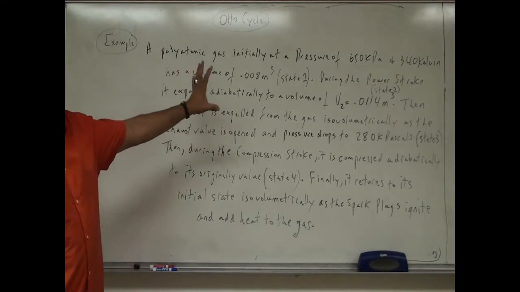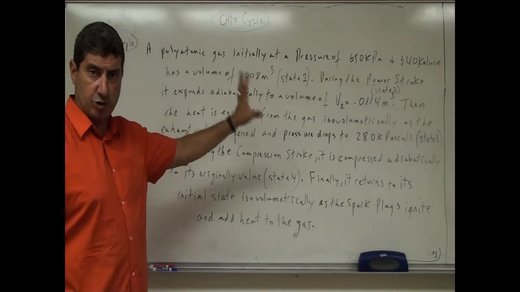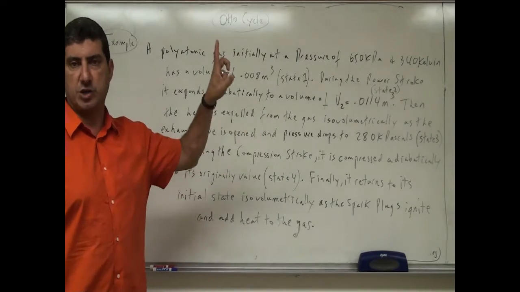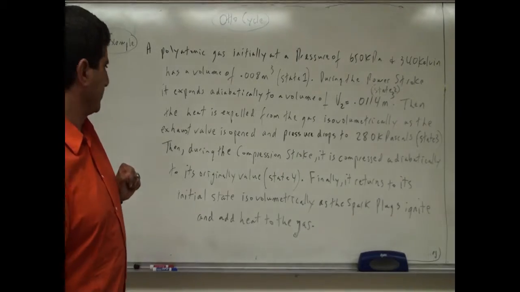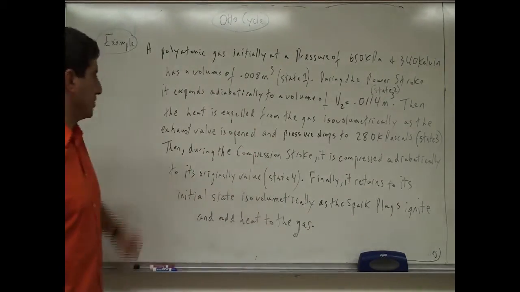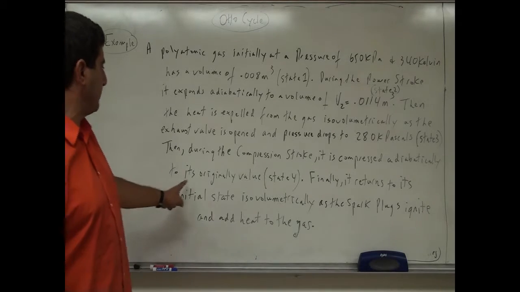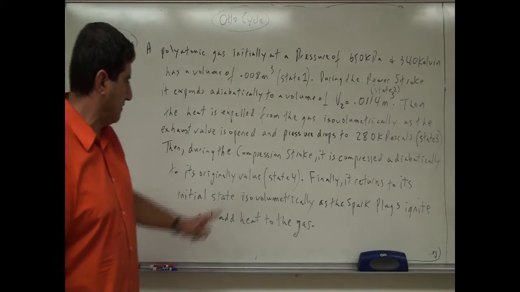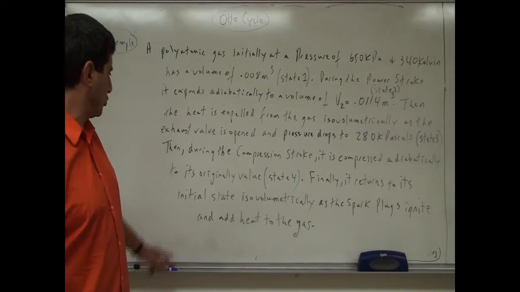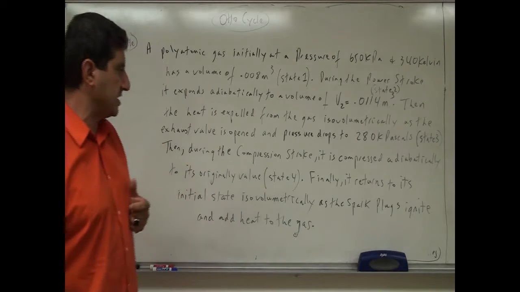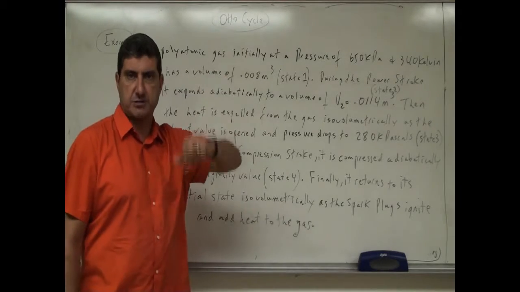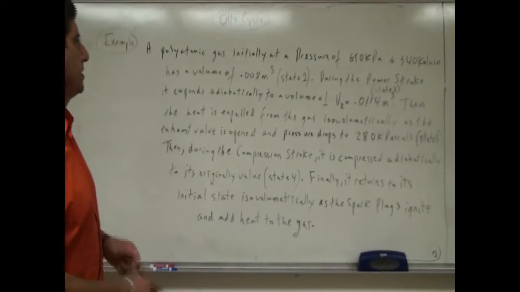So the stages of this problem are different because it's an Otto cycle. It's adiabatic, isovolumic, and then adiabatic and back to isovolumic. Okay. So that one I'm calling state 3. And then here, during the compression stroke, it is compressed adiabatically to its original volume, state 4. Finally, it returns to its initial state isovolumetrically as the spark plugs ignite and add heat to the gas, and we close the circuit. Okay, we close the whole loop.